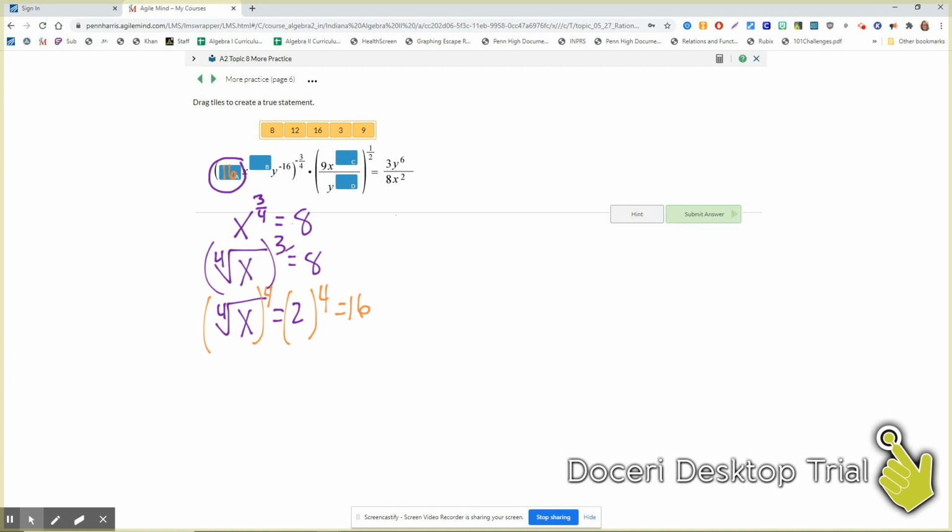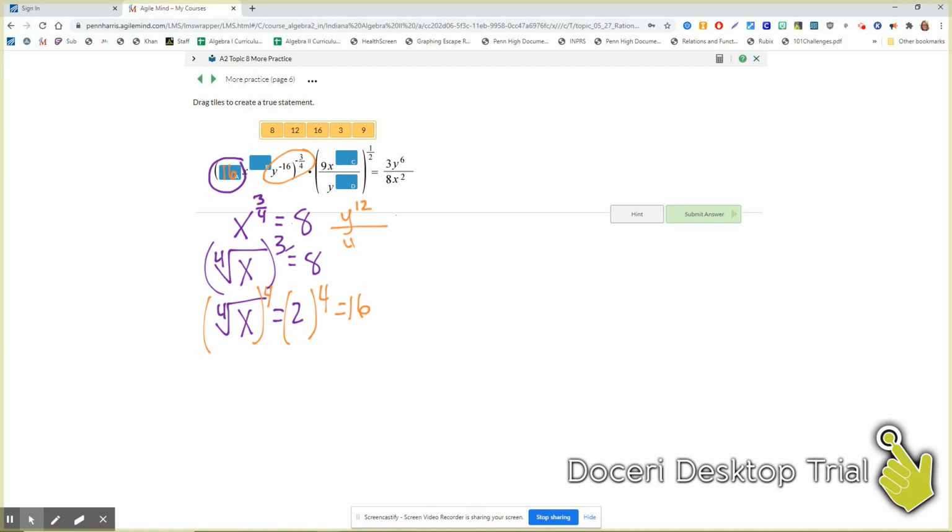Okay, now I know that I can do this. I can actually do that out, and I end up with y, negative times a negative makes it positive. And I end up with 16 divided by 4 is 4 times 3 is 12. Y to the 12th, and that's on top.